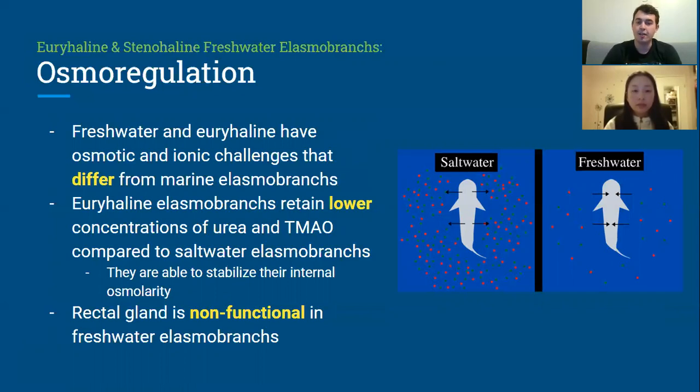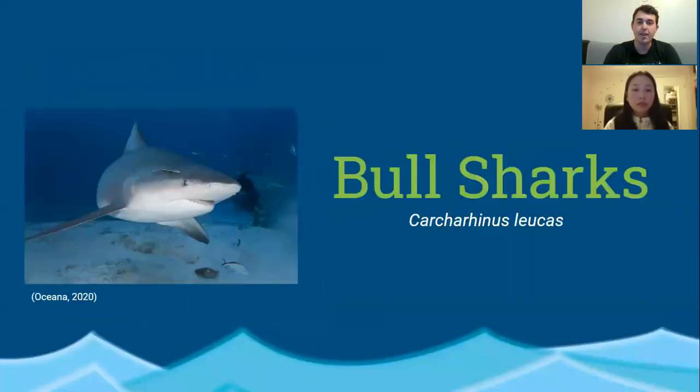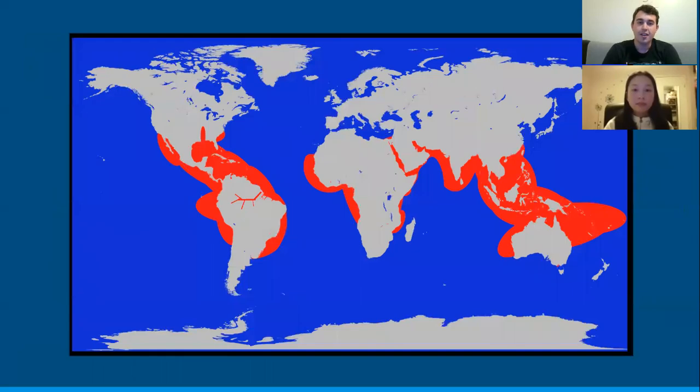Also, in many freshwater elasmobranchs, the rectal gland is non-functional and is often more of a vestigial organ. Then, moving on to our first model species, it's the bull shark. Bull sharks are euryhaline elasmobranchs, and they live between the Tropic of Capricorn and the Tropic of Cancer, basically around the world along the coast.